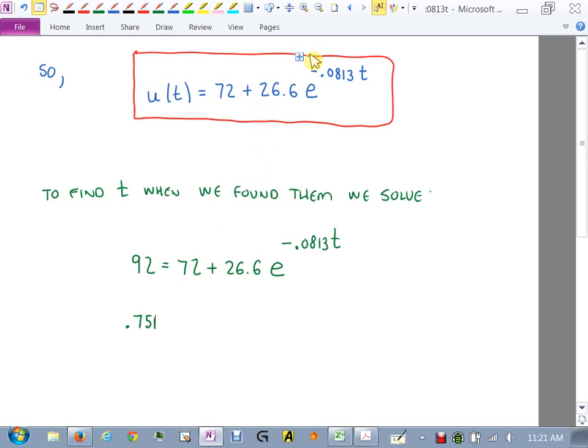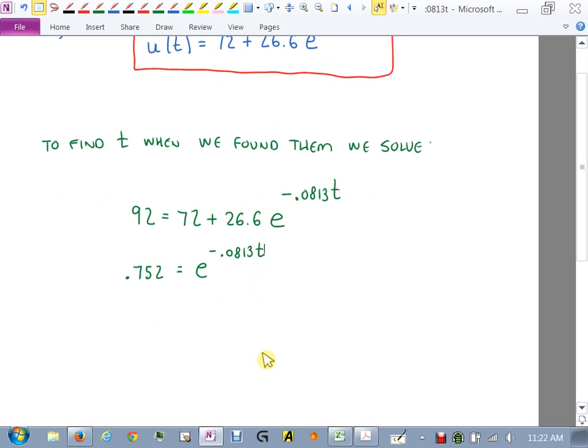0.752 is what we put? Okay. That's what you get when you take 72 away and divide by 26.6. And we still have on the other side e to the negative 0.0813t. Subtracted and divided.